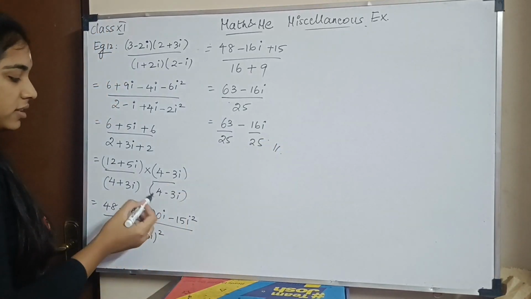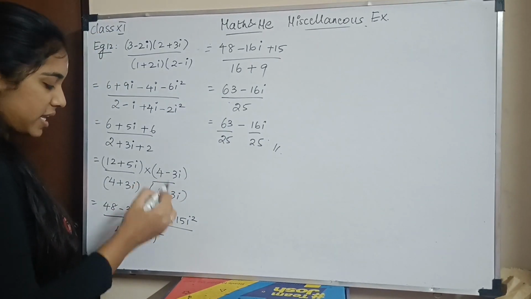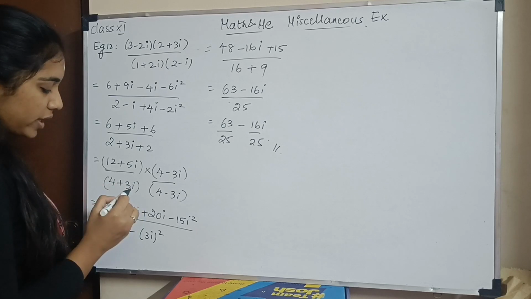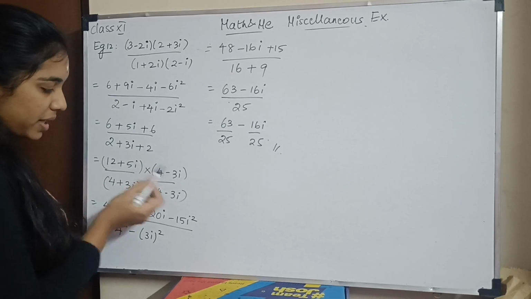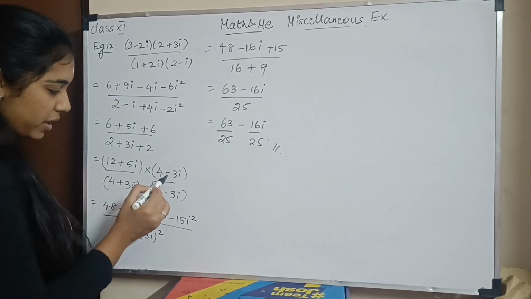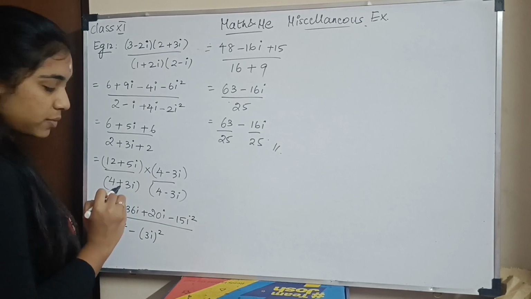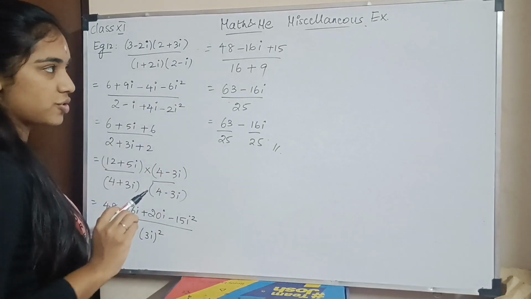So, what is the conjugate? You have to multiply and divide by the same number. In the denominator, wherever the i term is, you have to change the sign. You have to replace the plus with a minus. Where there is a minus, you have to replace it with plus. Okay, so this is how you find the conjugate.